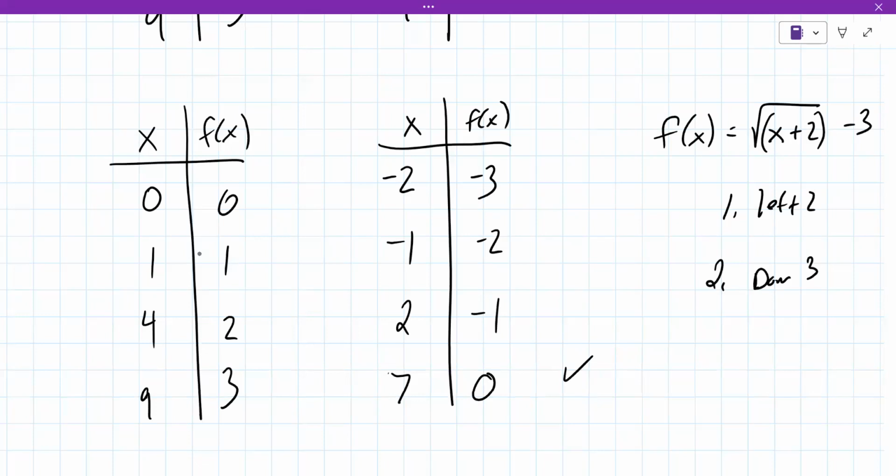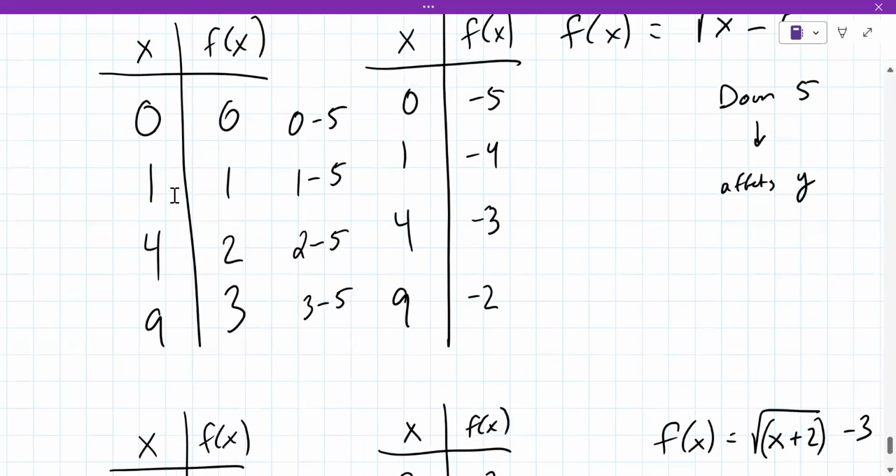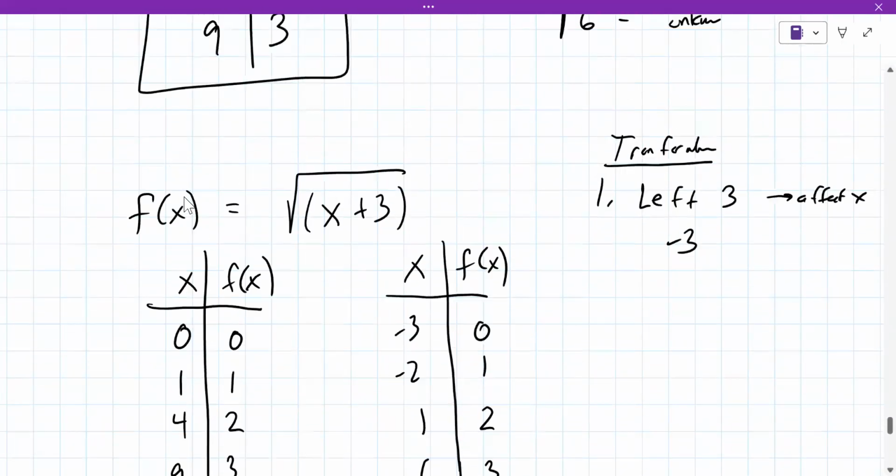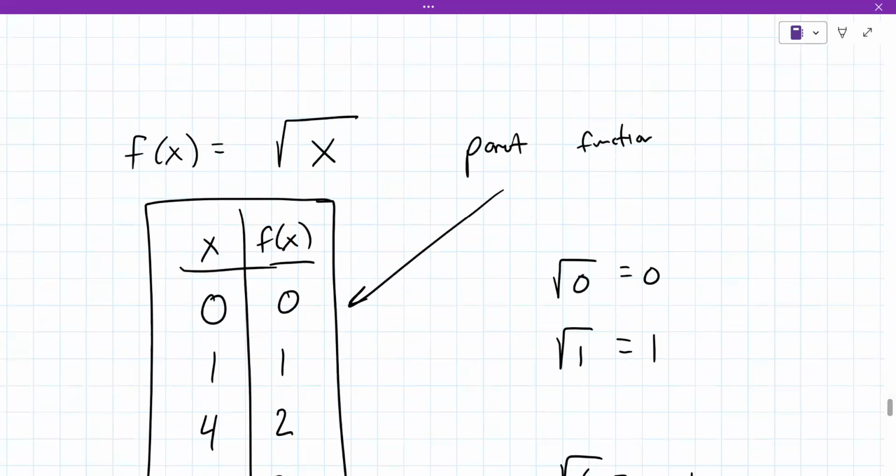Okay, and these are more like what you're seeing in class, something like this. We're mostly doing just translations, but this was a while ago. The main thing is to remember that parent function. That will definitely be your source of being able to do most of these problems.